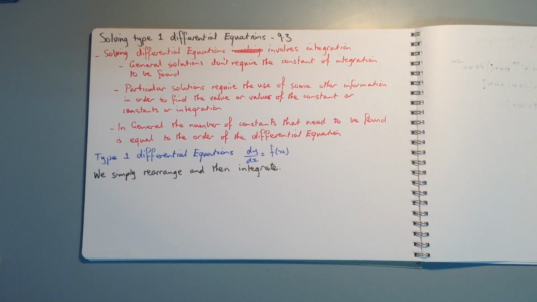Particular solutions require the use of some other information in order to find the value or values of the constant or constants of integration. If we have a first order differential equation, so we're only using dy/dx, then we're only going to integrate once. However, if we're doing a second order differential equation where we've got d squared y on dx squared, we're going to integrate twice. We're going to end up with two constants of integration, which means we need two bits of information for a particular solution to be found. So again, in general, the number of constants that you need to find is equal to the order of the differential equation.